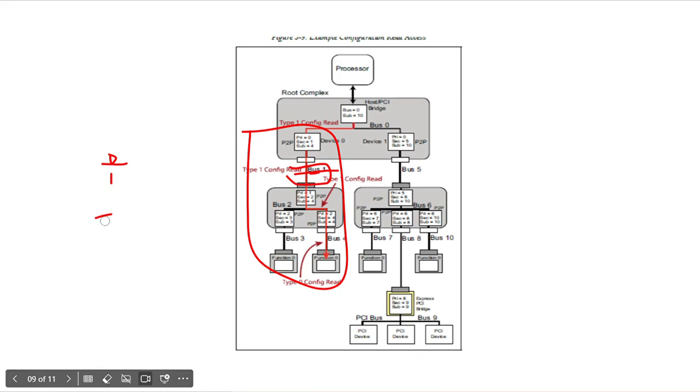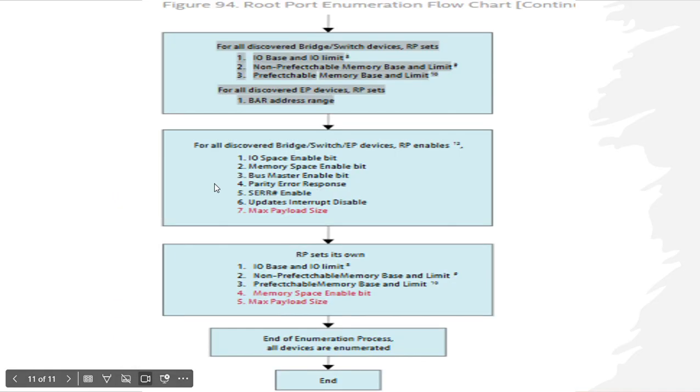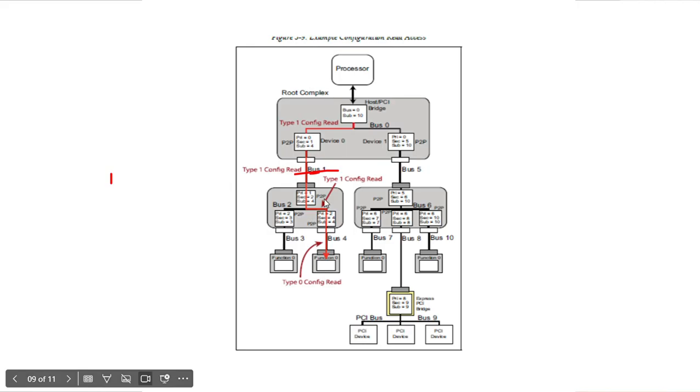Now, what is the operation it will do? Same thing: first it will read the vendor ID. It will read the vendor ID here for bus 1. You can see one device is present for bus 1. It will not configure first; it will read the vendor ID. After reading the vendor ID, it will read the header type.